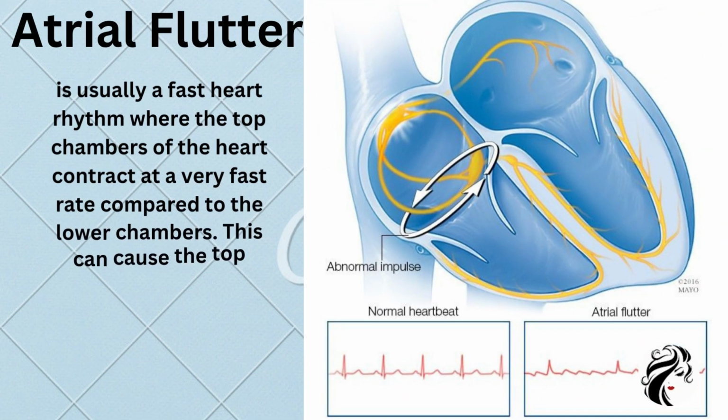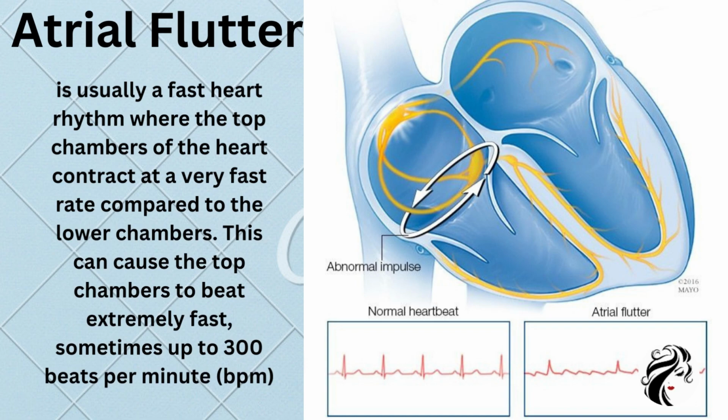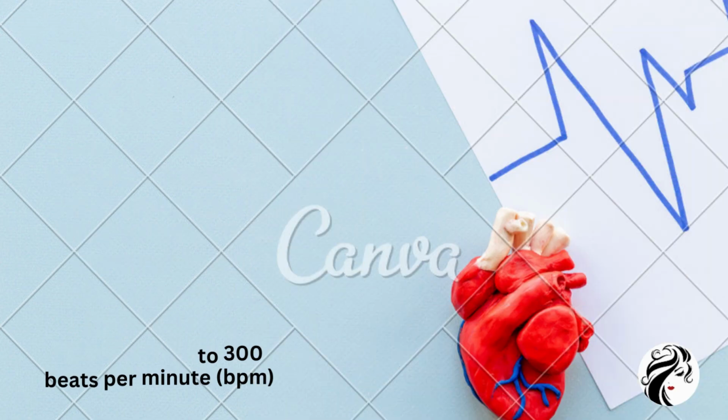So now we are discussing atrial flutter. It is usually a fast heart rhythm where the top of the heart contracts at a very fast rate. It means the atria is generating impulses too fast, you will find too many P waves in the ECG, and a delayed ventricular depolarization. Sometimes you will find up to 300 beats per minute. So this is known as atrial flutter.